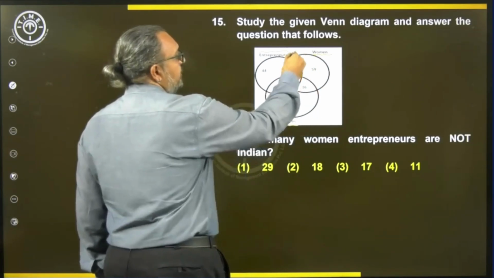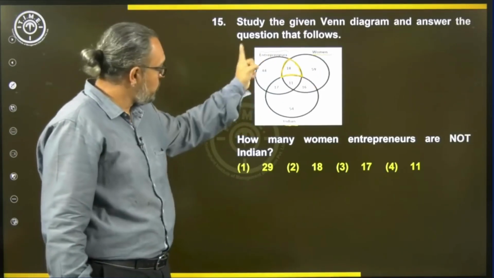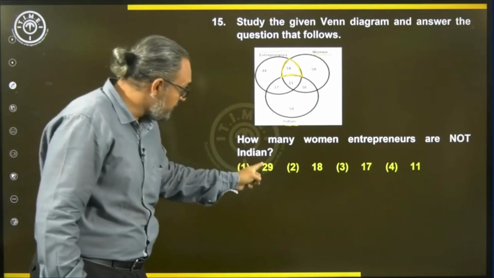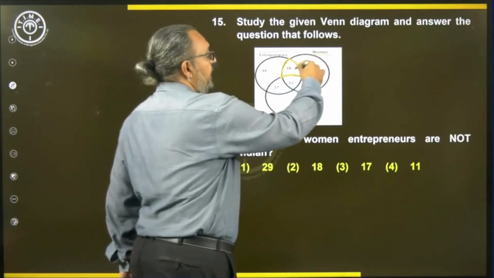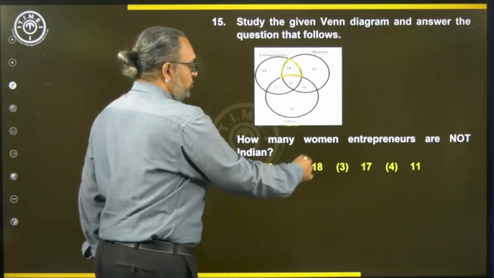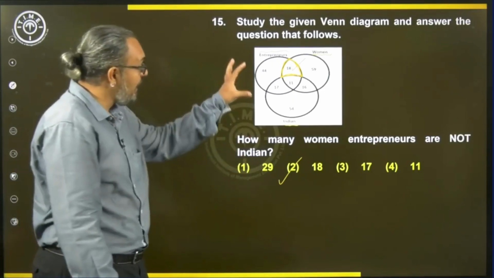Are you understanding? So, this 18 is coming inside women. It is also coming inside entrepreneurs. But is it coming inside Indian? No. That is what I want. Not Indian. So, 18. And that is what you choose as the answer. 18. Okay. So, understand the region.